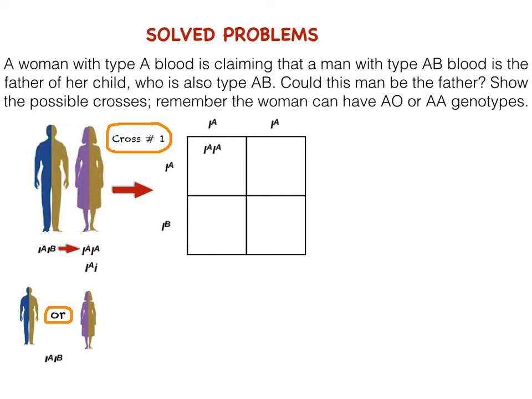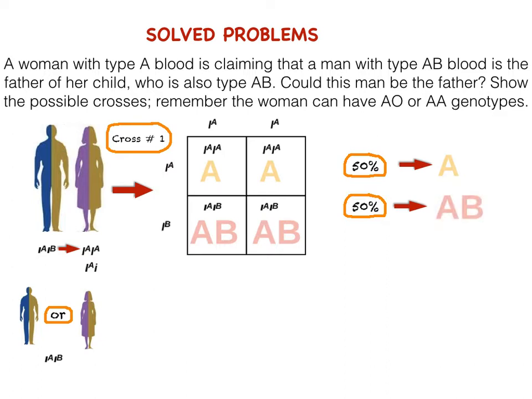So these are the possibilities. We will get an A blood type homozygote, another A child homozygote, and there is an AB possibility. You see now the IA and IB combine, and then we get an AB blood type, and we have another AB blood type. So basically 50%, if the woman is homozygous for the IA allele, then 50% of the children will have A blood type, and 50% of the children will have AB. So this man from the cross 1, yes, he can be the father of the child.